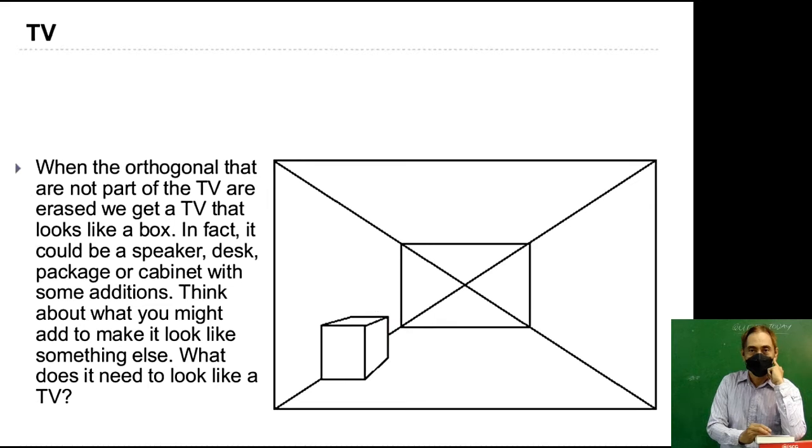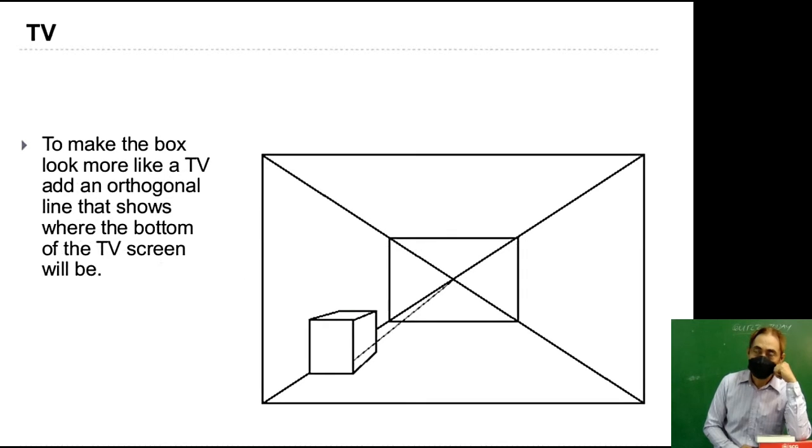When orthogonal lines that are not part of the TV are erased, we get a TV that looks like a box. In fact, it could be a speaker, desk, packages, or cabinet with some additions. To make the box look more like a TV, add an orthogonal line that shows where the bottom of the TV screen will be.